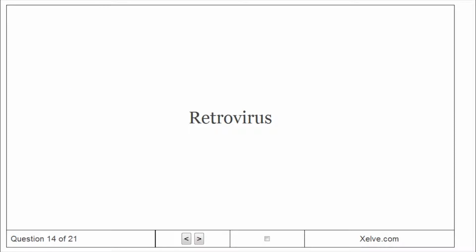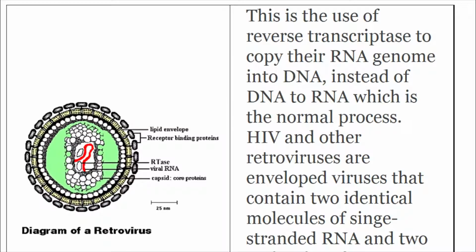Retrovirus. This is the use of reverse transcriptase to copy their RNA genome into DNA, instead of DNA to RNA, which is the normal process. HIV and other retroviruses are enveloped viruses that contain two identical molecules of single-stranded RNA and two molecules of reverse transcriptase. Example: HIV is the retrovirus that causes AIDS.